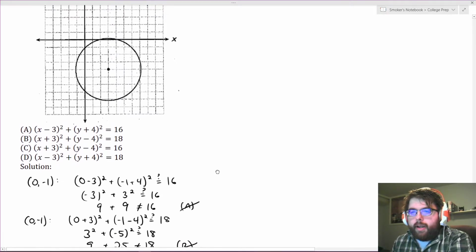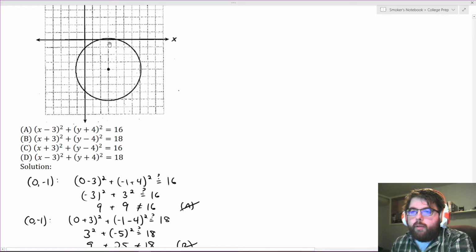Another thing is, for A, if 16 was the answer, then the radius would be 4, because this is r squared. This is r already squared, so the square root of this would tell you what r was, and that'd be 4 squared, which is 16.